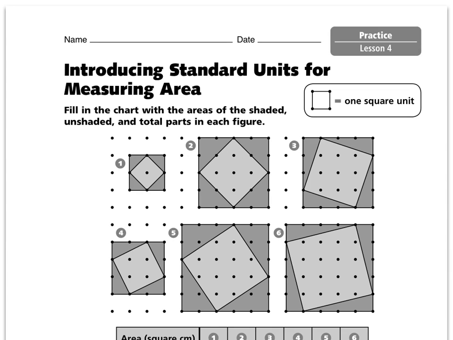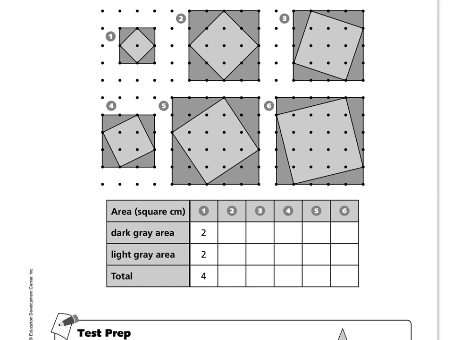Let's look at Chapter 5, Lesson 4 Practice, Introducing Standard Units for Measuring Area. Fill in the chart with the areas of the shaded, unshaded, and total parts of each figure. So remember, you're going to be using this box for 1 square unit. You're going to want to cut up the different sections, that way you can tell how many there are altogether.